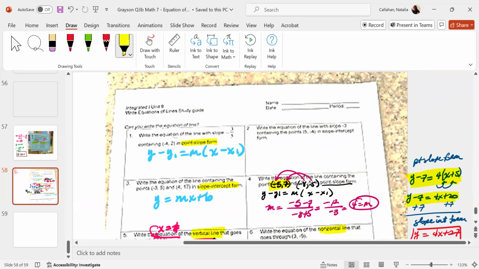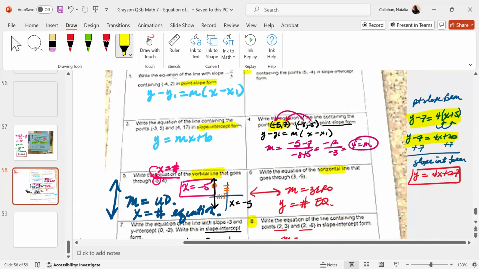Okay, if you could do number 4, number 2 is exactly like number 4, except it's even easier because I already gave you the slope. You don't have to find the slope. Okay. Let's see.